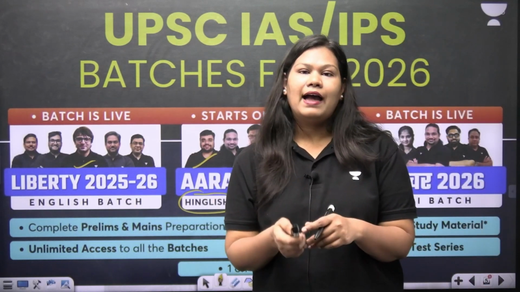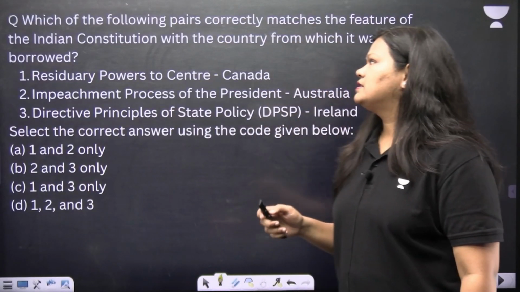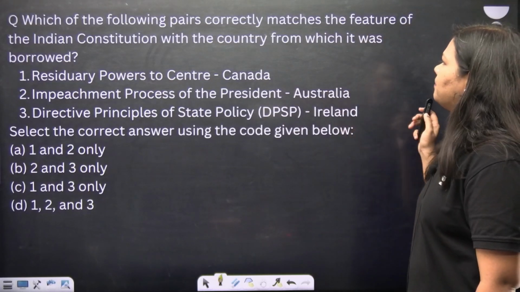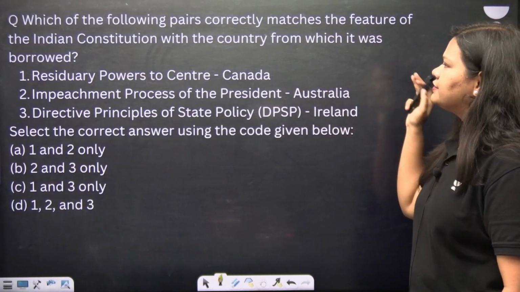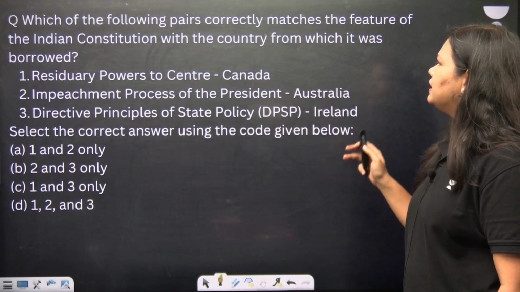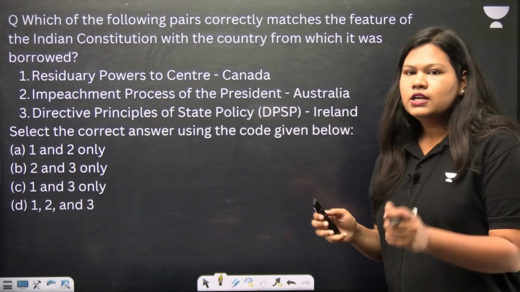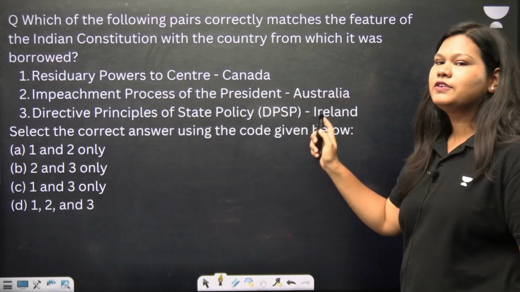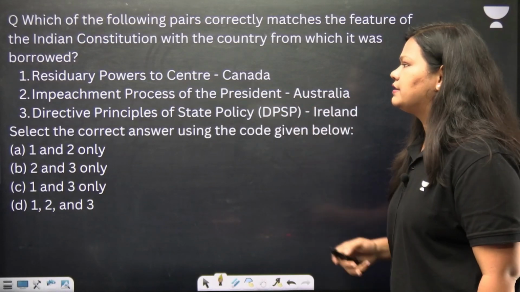Now coming back to the MCQ. Question number 2. Read the question now. Which of the following pairs correctly matches the features of the Indian Constitution with the country from which it has been borrowed? So Indian Constitution has been borrowed from multiple countries. So we need to map what feature has been borrowed from which country.